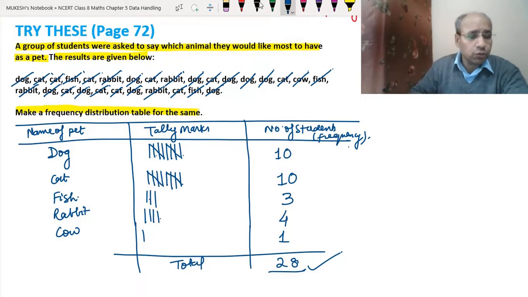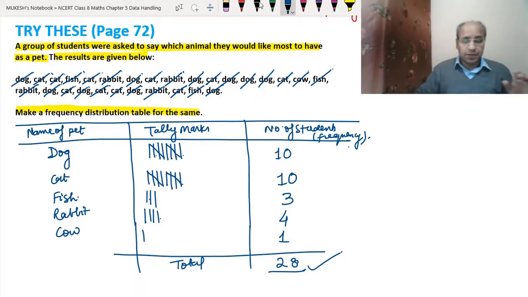So first, we write the name of the pet here, and whatever is given, we will just put one line against that. As it comes, we will just strike it, so we do not forget it. And then whatever number of lines are coming here, we will write as the number of students. So this is the frequency, and then the total, just to make sure that we have done it right. I hope this is clear to you.